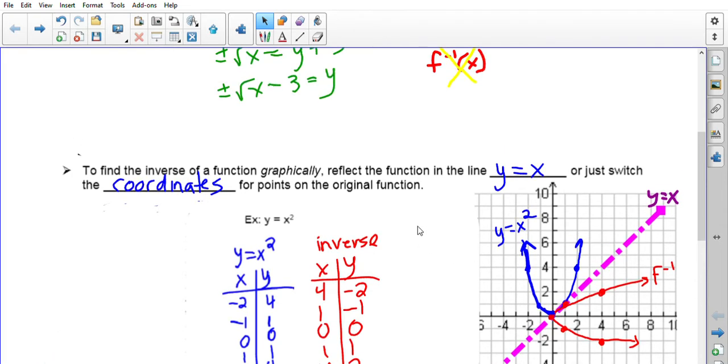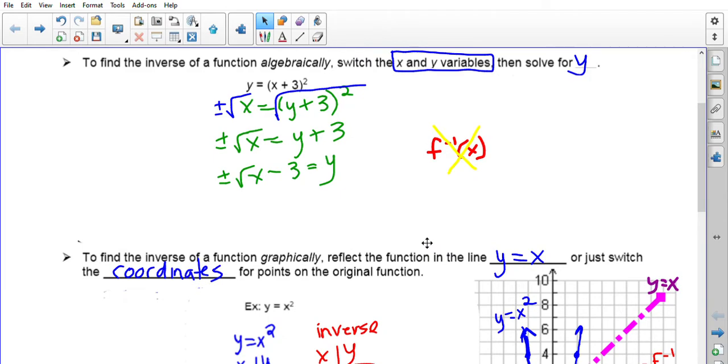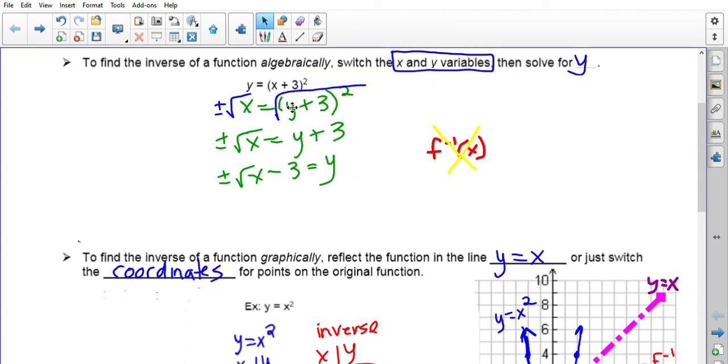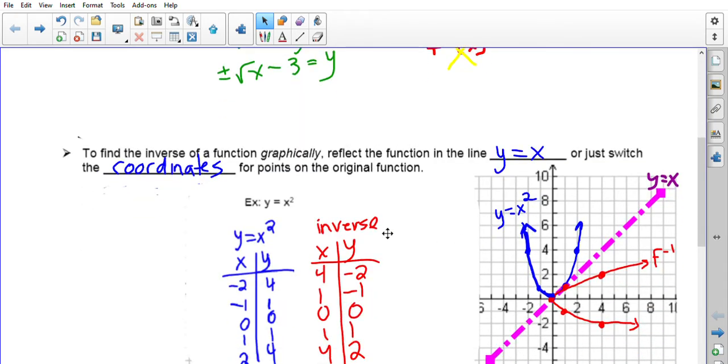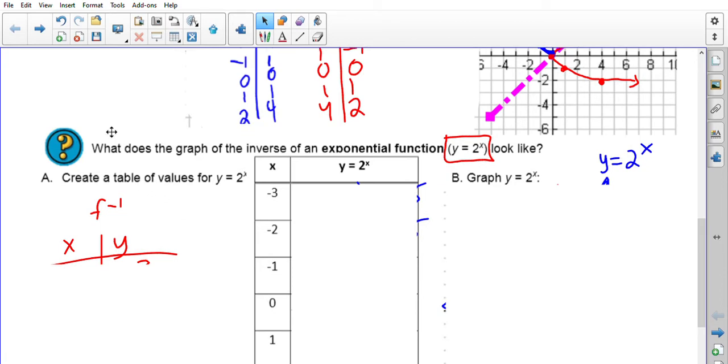So the whole point of going over inverse functions again is because it's going to pertain to today's lesson about log functions. So I just want to remind you how we go about it algebraically and graphically, because we're going to continue to do that with something else today. So, question, what does the graph of the inverse of an exponential function look like?